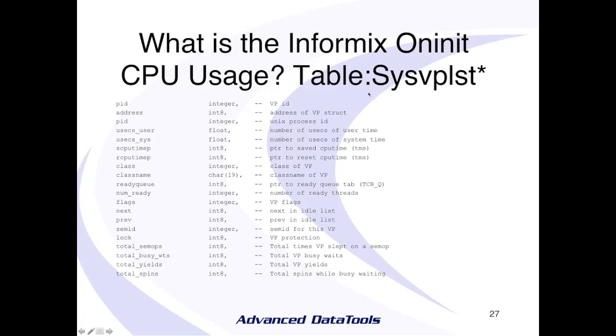Sysvplist. This is another great table, and this has all kinds of detail about your onini vps. Everything from the PID, how much time they're using, what class of vp, whether they're a CPU, a socket, or an I/O vp, and then a bunch of information about are they waiting, are they yielding, how busy they are.